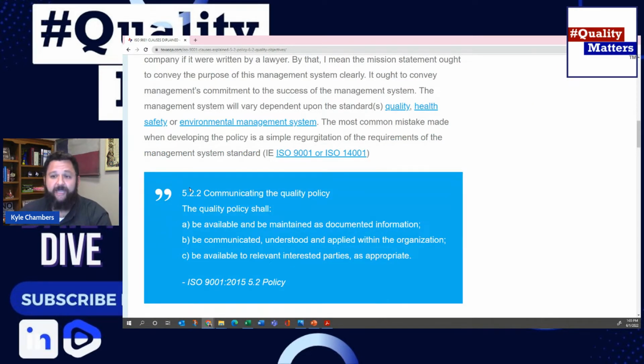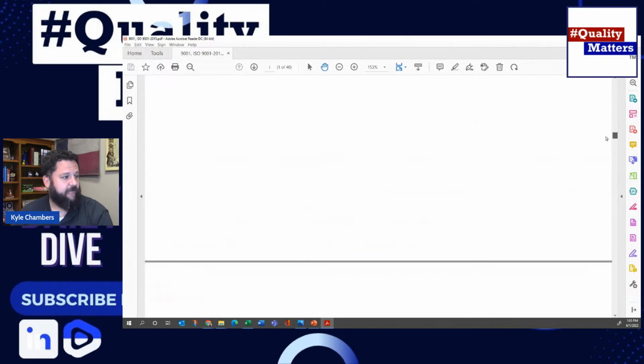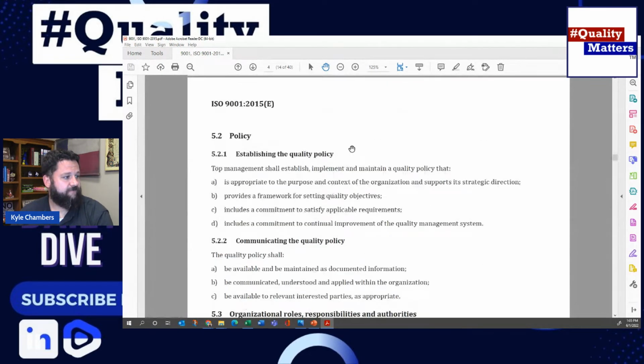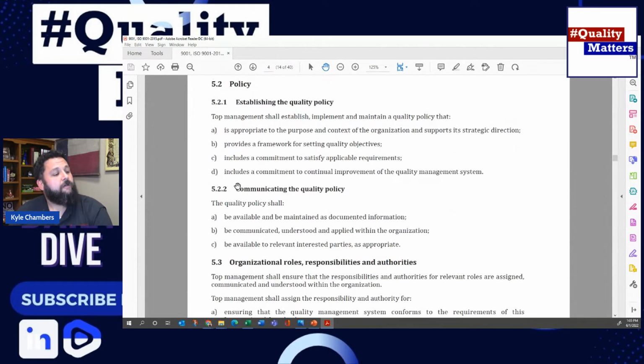So let's see what the standard has to say. In clause 5.2.2, communicating the quality policy, we're really focusing on an awareness piece, that competence, training, awareness triad. But we want to make certain that it's maintained as documented information. There are a whole lot of requirements for documented information, so we're just lumping those in there. It means it's got to be approved, we keep track of the versions, all the good basic stuff. It has to be communicated, understood, and applied within the organization.